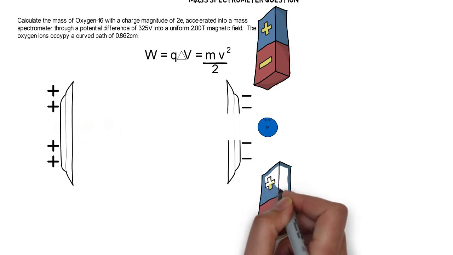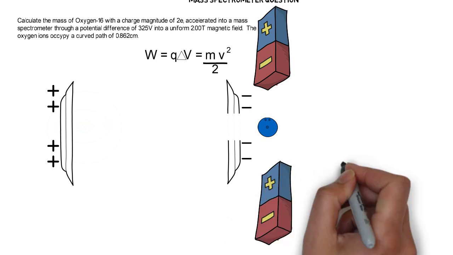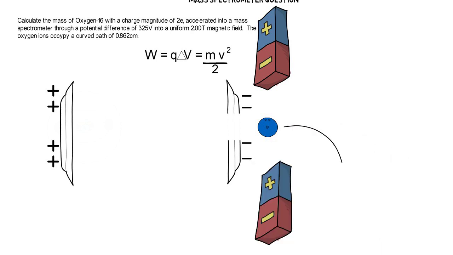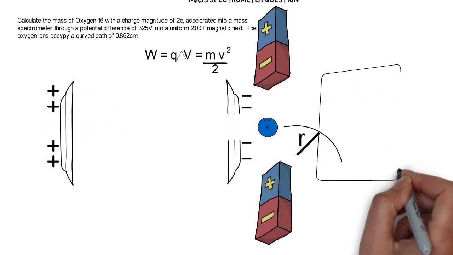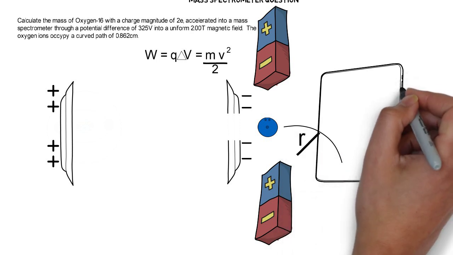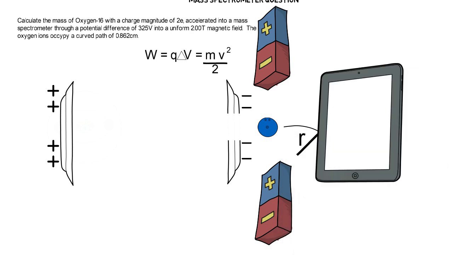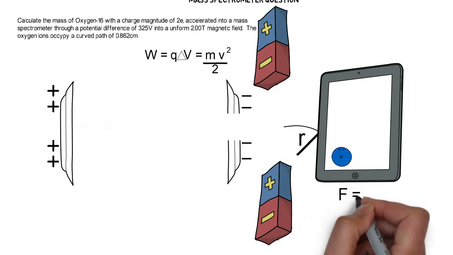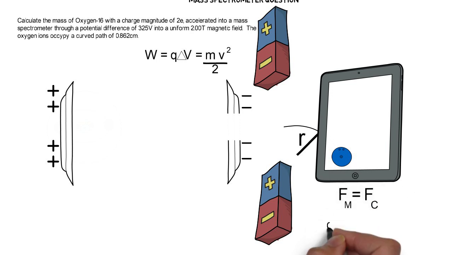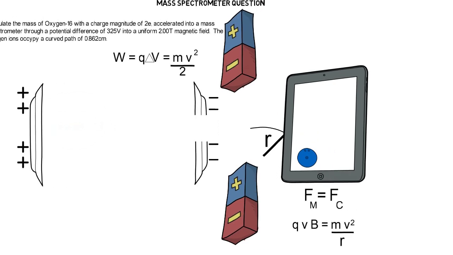Once leaving the parallel plates, the atom enters a magnetic field which is perpendicular to its direction of motion. This will cause the atom to actually enter a curved or circular path of radius r. And this is due to the magnetic force causing circular motion. And we can substitute that equation where magnetic force equals centripetal force. The magnetic force is QVB sine of 90, where sine of 90 is 1, equals mv squared over r.